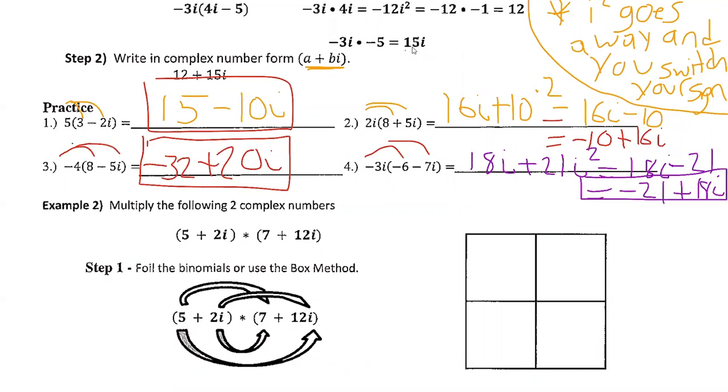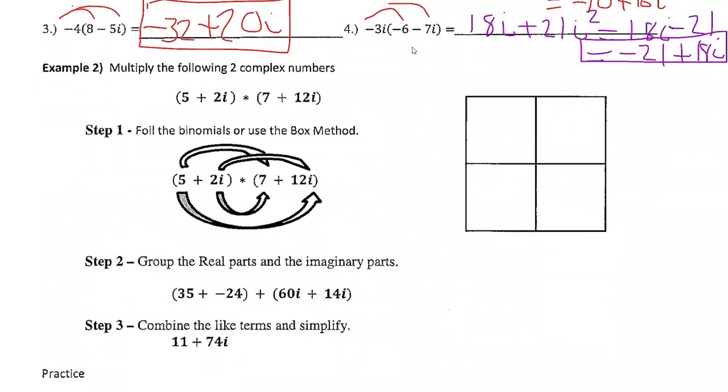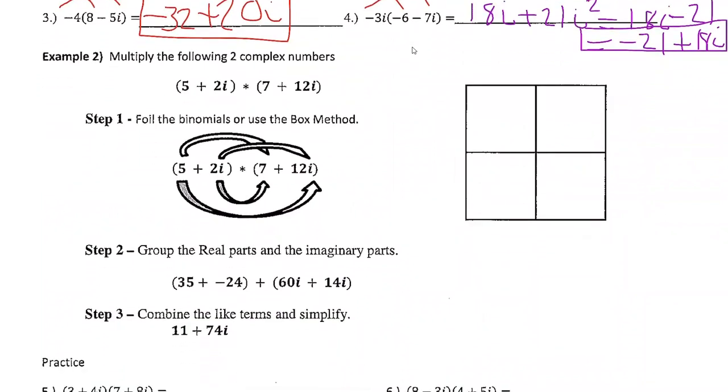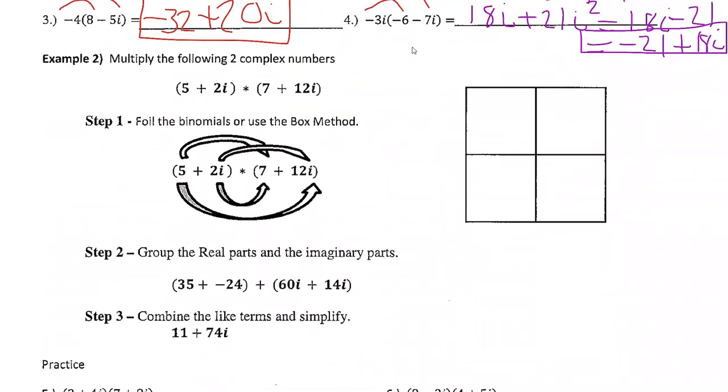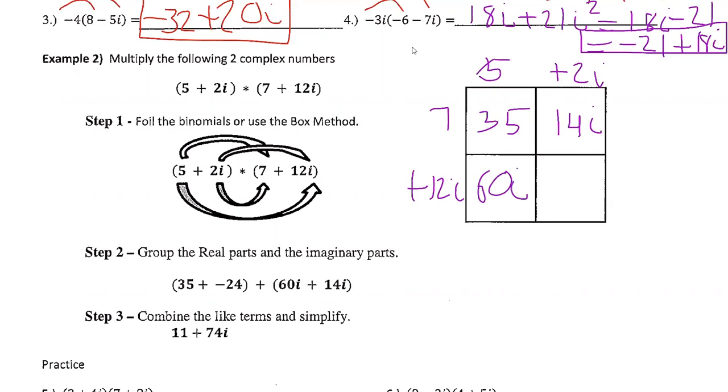But the next set of problems I want to look at are where you're going to have to use the box method. If you have a binomial times a binomial, basically two things times two things, usually you put your first one along the top and your second one along the side. Then you just multiply: 7 times 5 would be 35. 7 times 2i would be 14i. 12i times 5 would be 60i. And then 12i times 2i would be 24i squared.